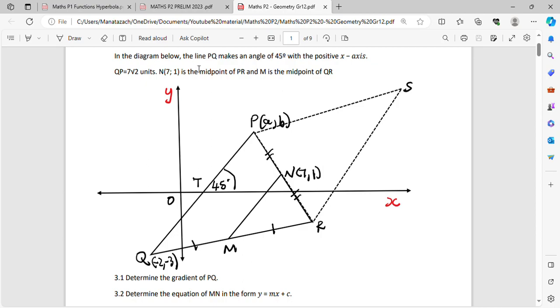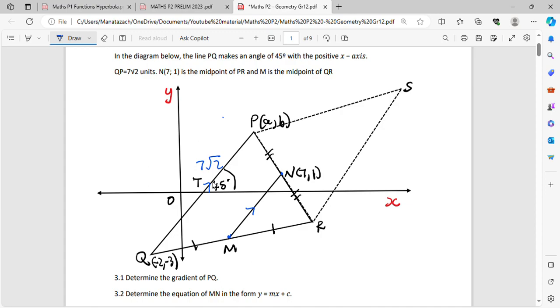In the diagram below, the line PQ makes an angle of 45 degrees with the positive x-axis. QP is 7√2 units. N is (7, 1), which is the midpoint of PR, and M is the midpoint of QR. Okay, so now what does that mean? We've been given that the length of QP is 7√2, and that N and M are midpoints. That means these lines are parallel.